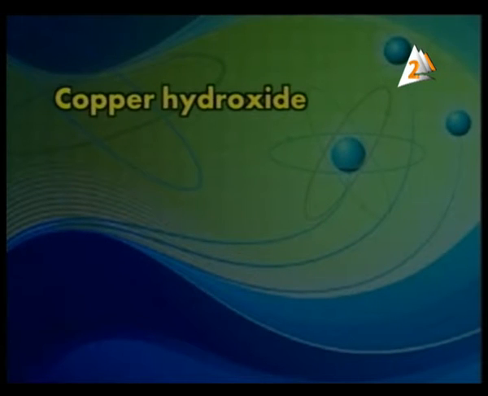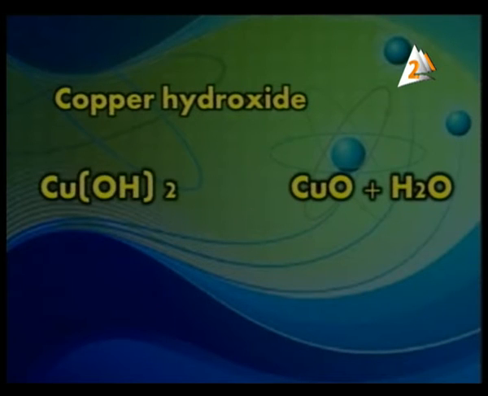Other question, copper hydroxide. Yes, the formula of copper hydroxide is Cu(OH)2. I want to change it to CuO plus water. Yes, we can do that. Take one oxygen from OH and give it to copper. The result, CuO. Is this all? No, I need the heat. Don't forget, this breaking needs a large amount of heat.